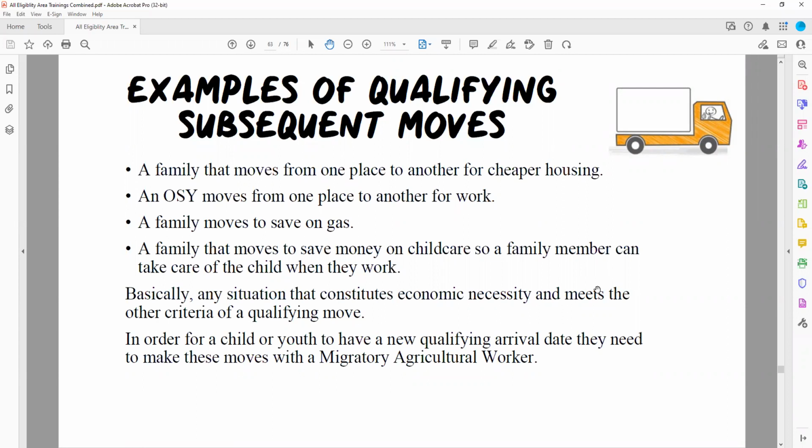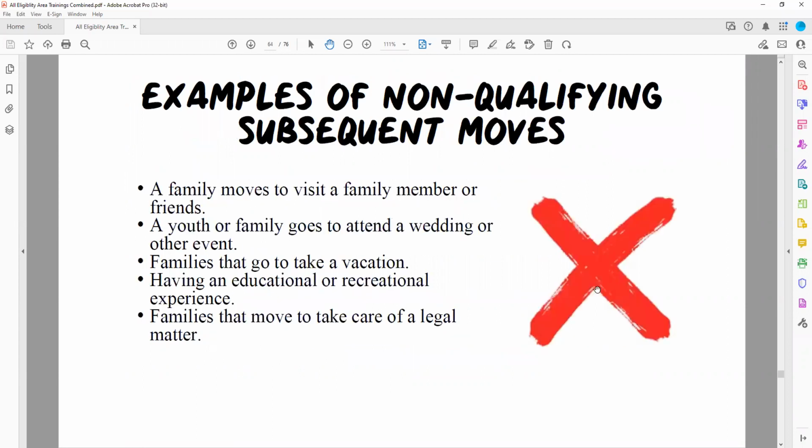So they have to make that move together. So here would be examples of non-qualifying subsequent moves, because it goes back to some of the things we already talked about. A family moves to visit a family member or friends, or a youth or family goes to attend a wedding or another event. They take a vacation. Again, these are not economic necessity type things. It has to meet all the qualifying move criteria for that subsequent move.